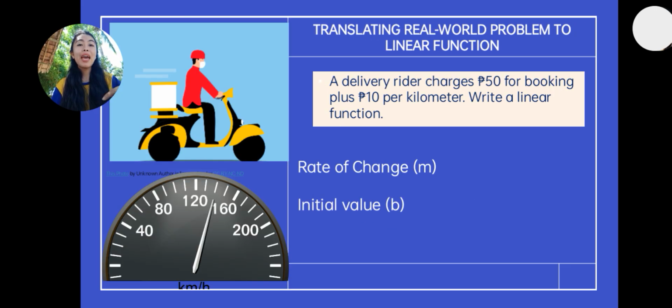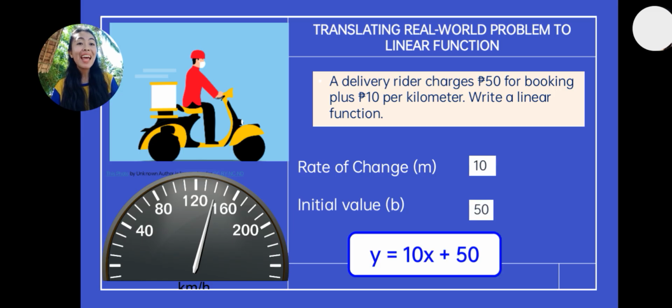Alright. Now, we have here another problem. Anyone who wants to read it? Alright. So, what do you think is the value of our m here? Brilliant. We have m is equal to 10. And what about for b? Yes, we have b is equal to 50. And how are we going to write it as a linear function? Absolutely, we have y is equal to 10x plus 50.